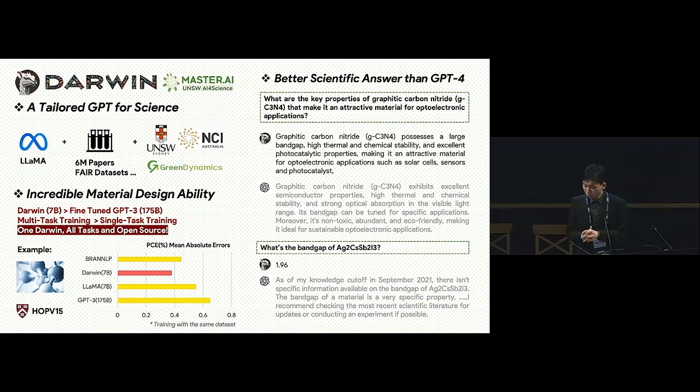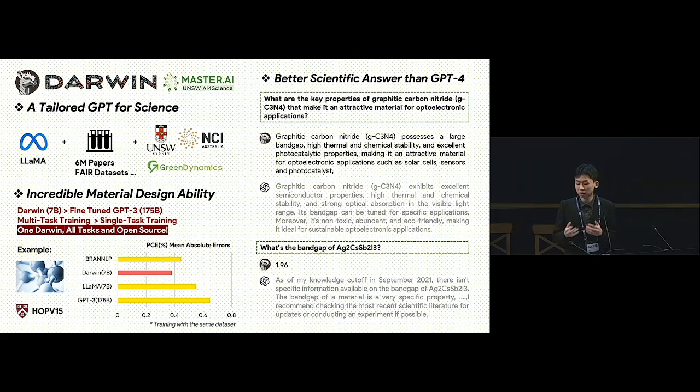So there are two interesting things. The first thing is that after our 2 months of training, we have been sure that our DARWIN model has better scientific answers than GPT-4. The question is: what is the key property of graphitic carbon nitride that makes it an attractive material for optoelectronic applications? The top is our answer, and the below one is the GPT-4 answer. So you could see that it's very close.